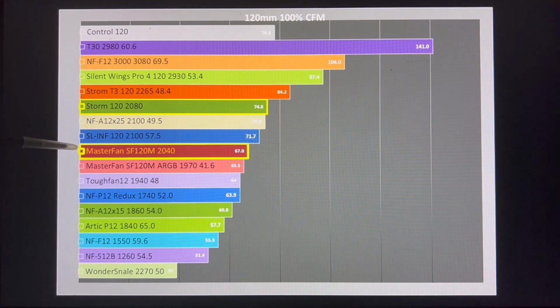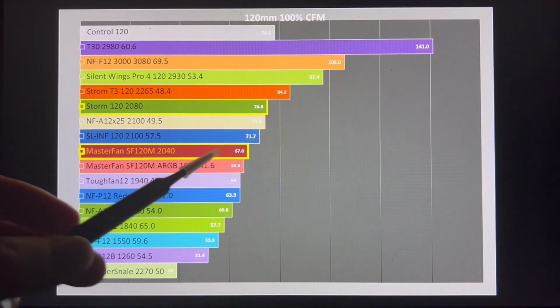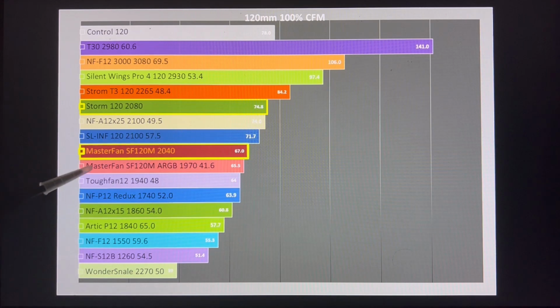And they are outperforming, finally outperforming, the Cooler Master Fan SF120M, which produced 67 cubic feet per minute of airflow, while the RGB version produced 65.5.